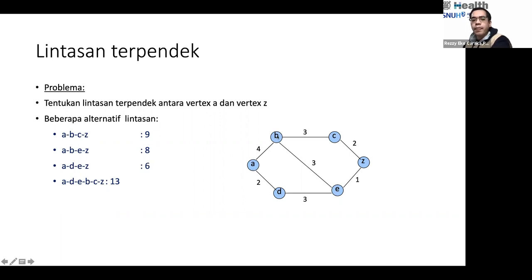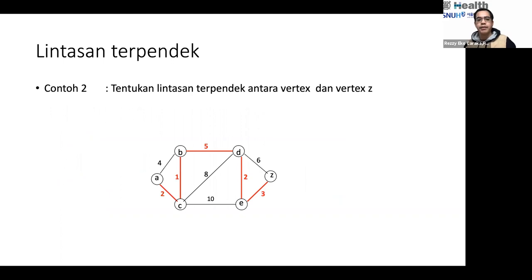For example, maybe you can use A, B, E, Z. So maybe A to B is 4, B to E is 3, and this one is 1. Because this one is the shortest, 4 plus 3 minus 1, so the value should be 6, because this is the cross of the location from B and 1. So you have to subtract B and E. If you want to use all the information, it's okay. The best way is A, D, E, B, Z, because you don't want to eliminate all the information, that's fine. That's up to you. Maybe you can use all the information. So the total should be 13. So this is the example of dynamic programming. So another example is how to find the shortest path between vertex A and vertex Z.